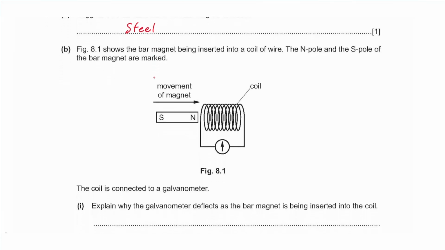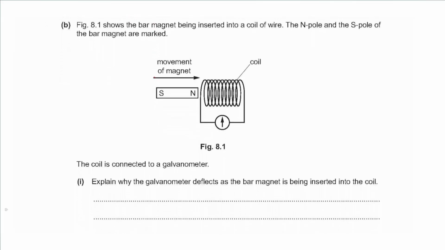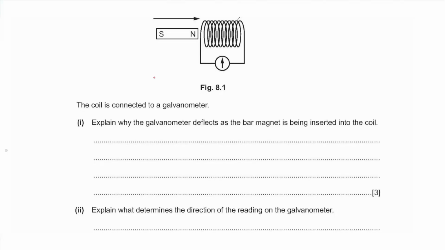Part B says figure 8.1 shows the bar magnet being inserted into a coil of wire. The N pole and the S pole of the bar magnet are marked. The coil is connected to a galvanometer. Explain why the galvanometer deflects as the bar magnet is being inserted into the coil.